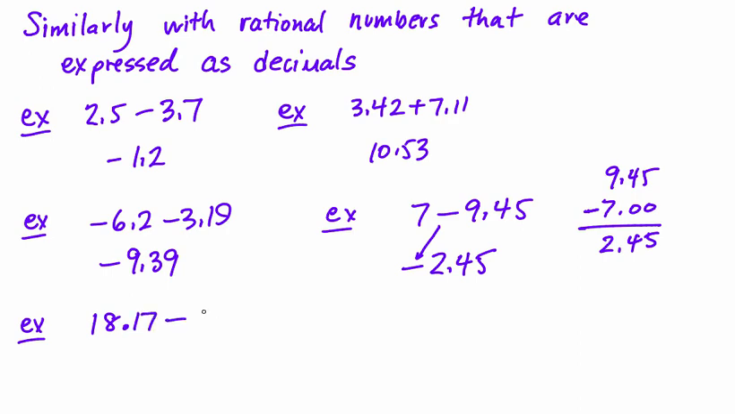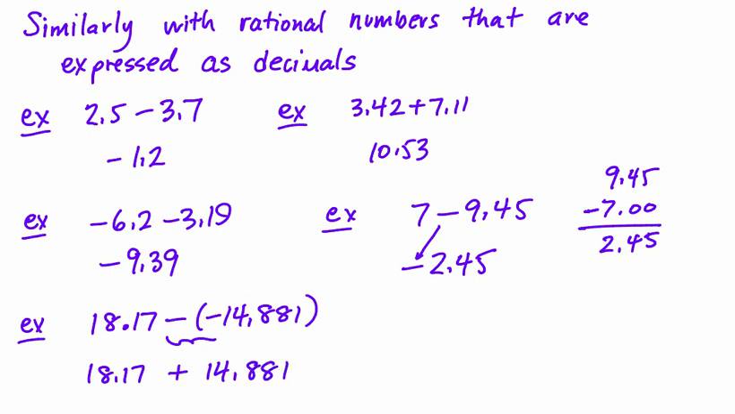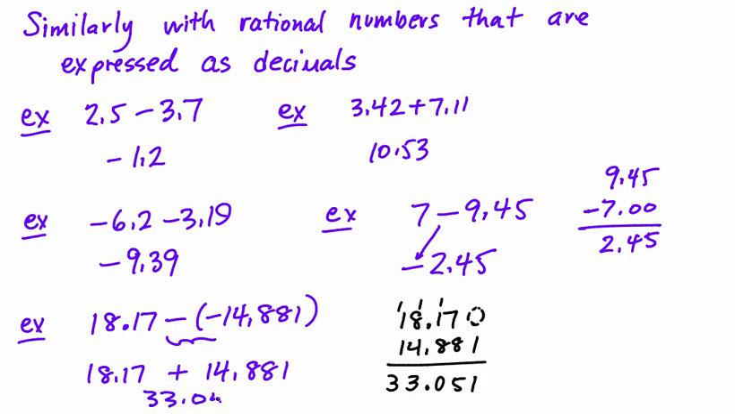18.17 take away negative 14.881. Well, two negatives, deal with that first. It's 18.17 plus 14.881, and then think about doing the addition. To do that, you need to line up those decimal places. There's really a 0 here, so 1, 5, carry the 1, 8, 9, 10, carry the 1, 12 and 1 is 13. So your answer to this question is 33.051, sorry.